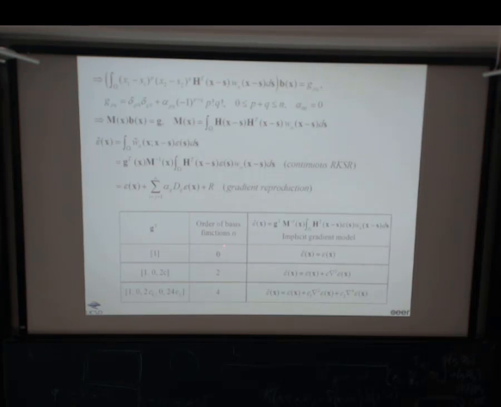If I use zeros, just a constant term, this non-local strain becomes local strain. If you use up to second order basis, then you can reproduce a second order gradient. Use up to fourth order basis, you can reproduce fourth order gradient.